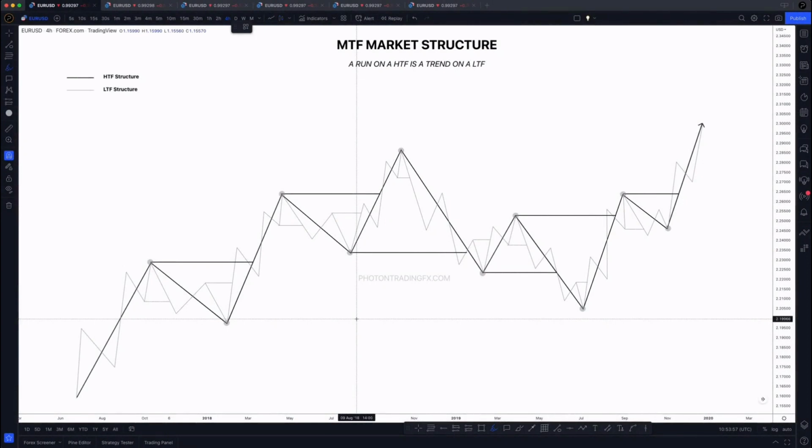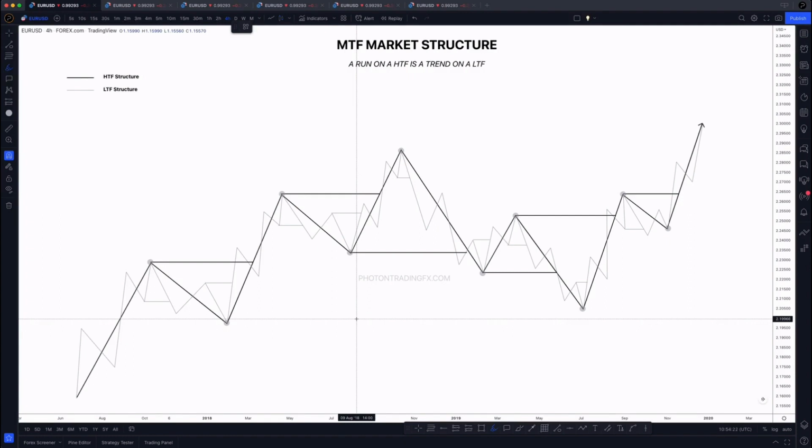So what we have here is a line diagram to essentially illustrate multi-time frame market structure, right? It says it there in the title, but it's essentially trying to show the relationship between a higher time frame and a lower time frame. So we're going to try and keep it reasonably simple at the start with just looking at two time frames.